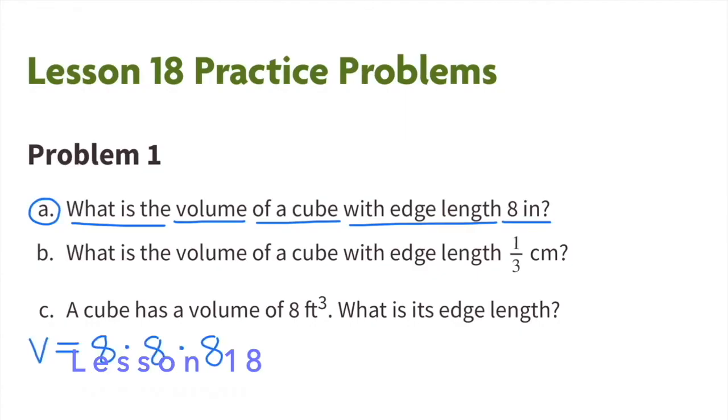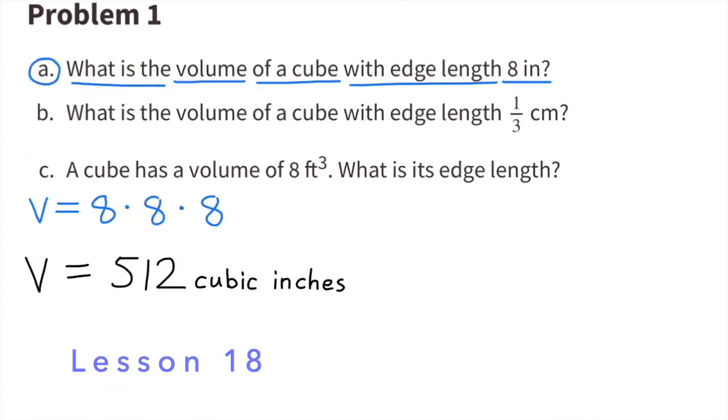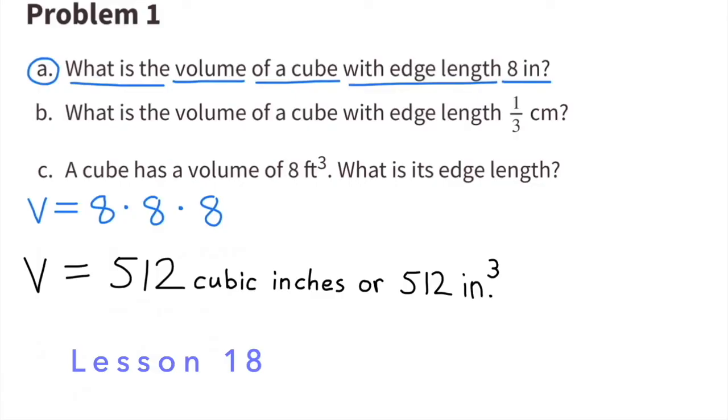The volume is three-dimensional, the width, the height, and the length. So the volume is going to be 8 times 8 times 8. The volume is 512 cubic inches, or 512 inches cubed. Another way to say it is 512 inches to the third power.